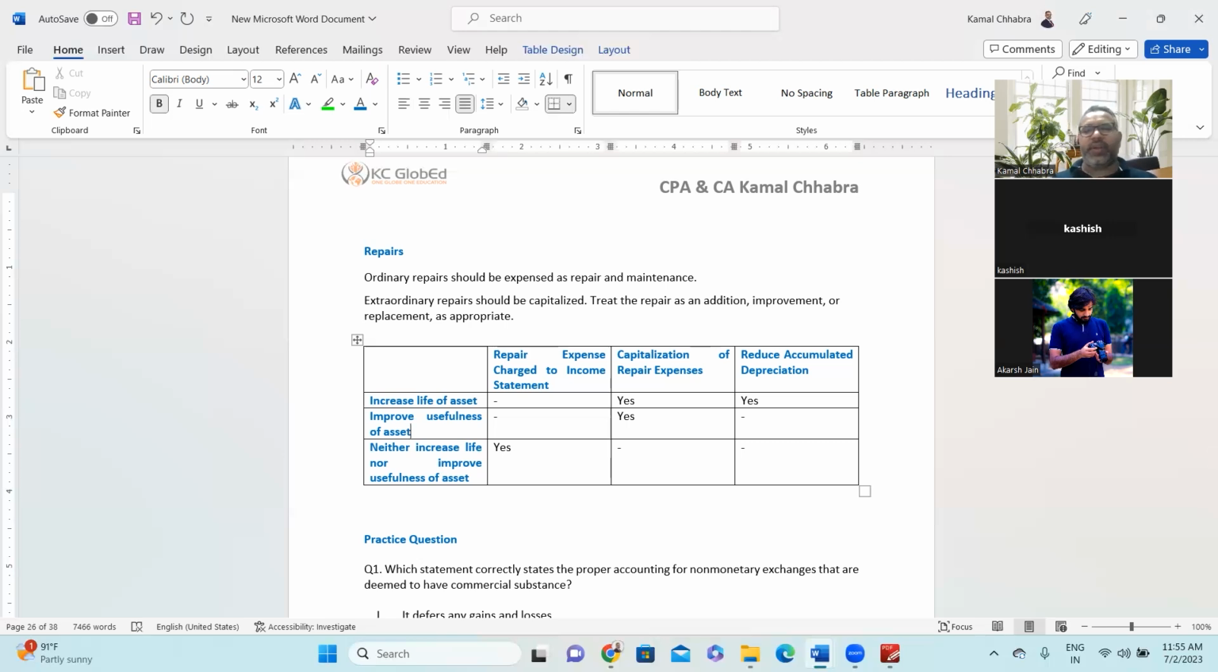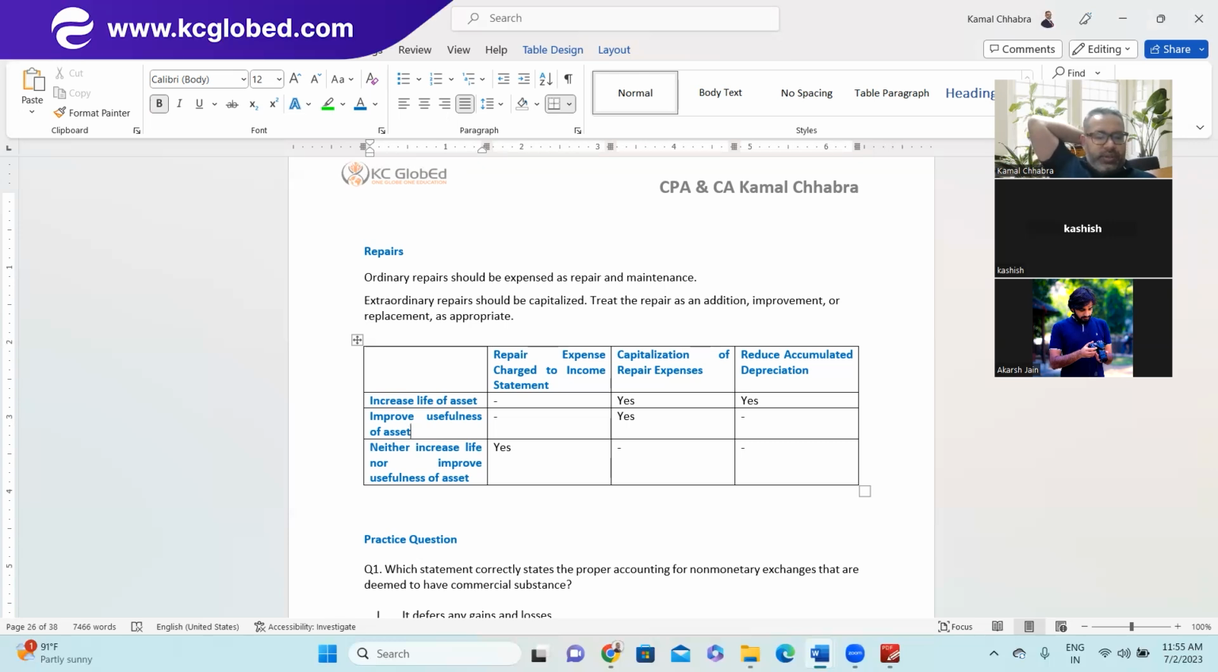What is the usefulness of the asset? Basically, it is the purpose for which the asset is used, so it may increase the efficiency of the particular asset, right? So that will get capitalized. If the expenditure is neither increasing the life nor improving the usefulness of the asset, then that would be considered as repair and maintenance expense in the income statement. Make sense?